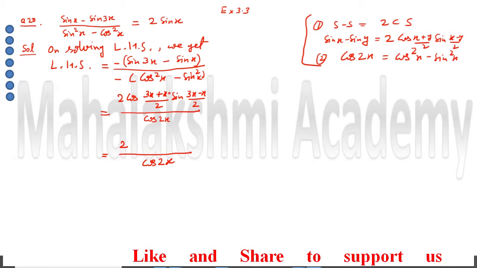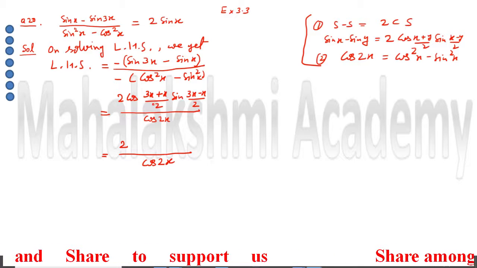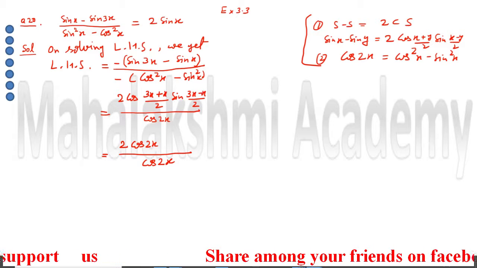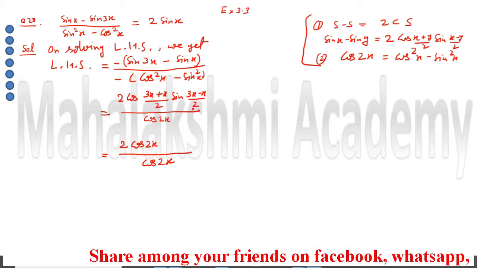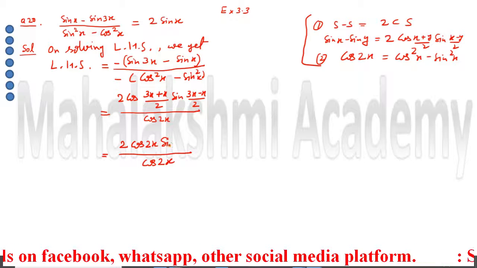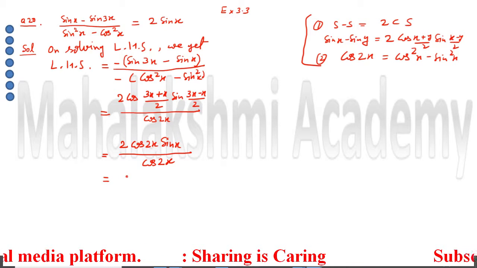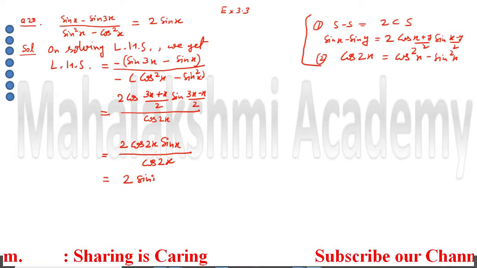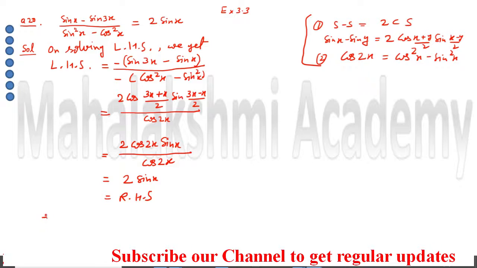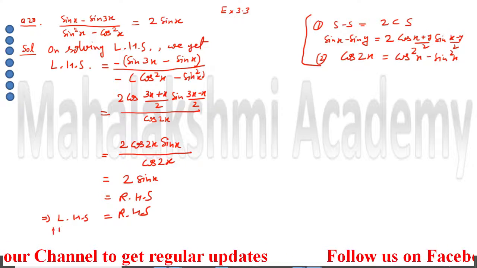Now here 3x plus x is 4x. 4x divided by 2 is 2x. That's why it's going to be cos 2x. So cos 2x, then sin of 3x minus x is 2x. 2x divided by 2 is only x. So the answer of this complete term is going to be sin x. So sin x. Now cos 2x and cos 2x will cancel each other. So we will get here only 2 sin x. That is our right hand side. So we will write down here right hand side, which implies left hand side is equal to right hand side, and this question is proved.